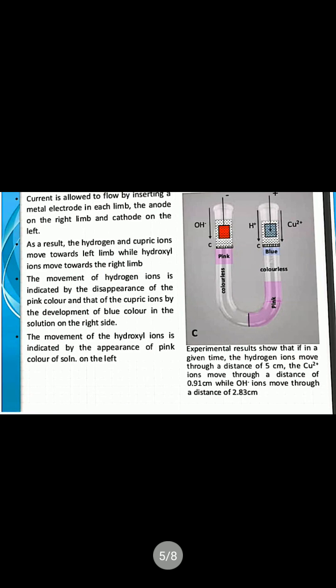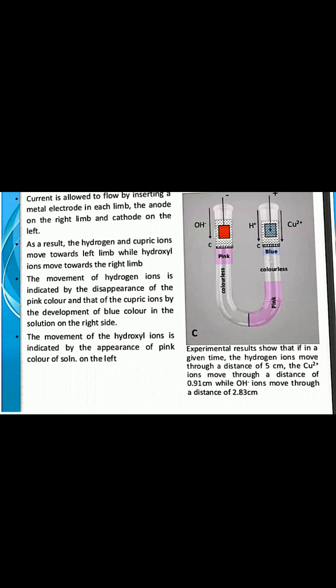Now, two electrodes are dipped in the limbs of the U tube, and current is allowed to flow by immersing metal electrodes in each limb. The anode is on the right and the cathode on the left. The right-hand side is the anode and the left limb is the cathode.